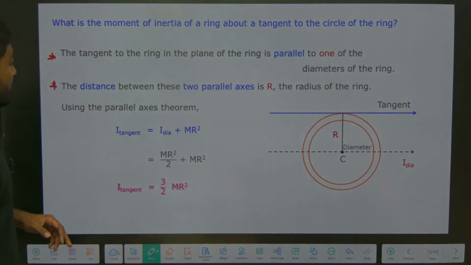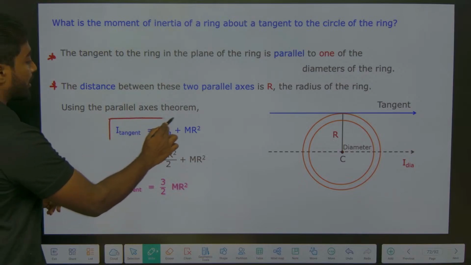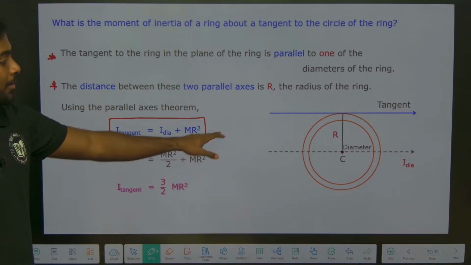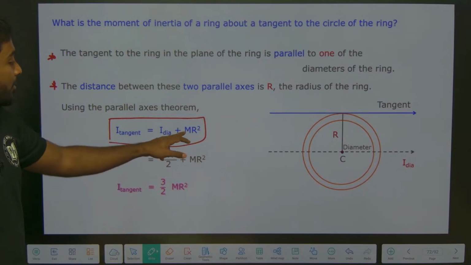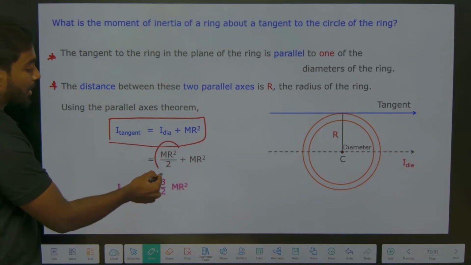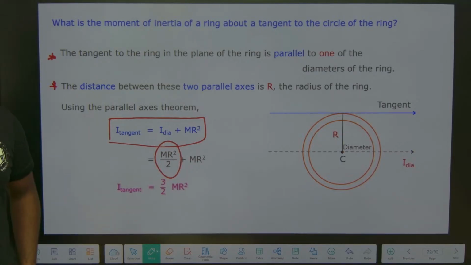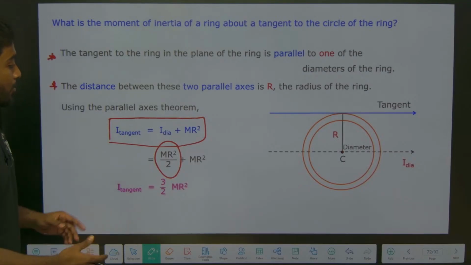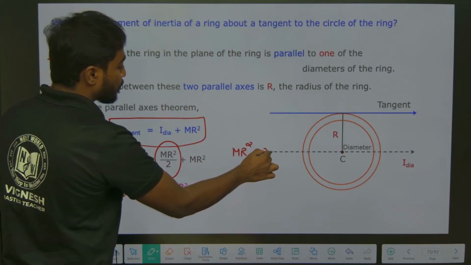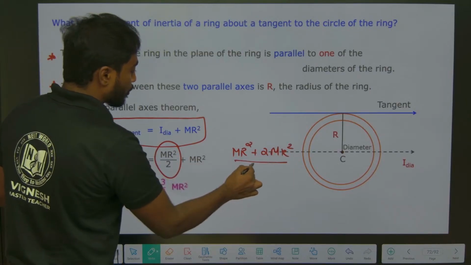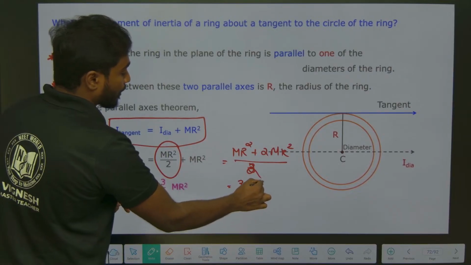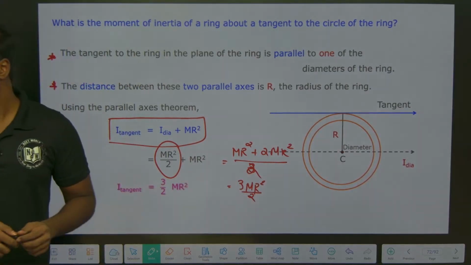the moment of inertia about the tangent will be equal to the moment of inertia about a diameter plus m times the distance between them, that is mr square. We know that the moment of inertia about a diameter is mr square by 2. When I add both of them, it is mr square plus mr square by 2, which is 3mr square by 2. This is the answer.